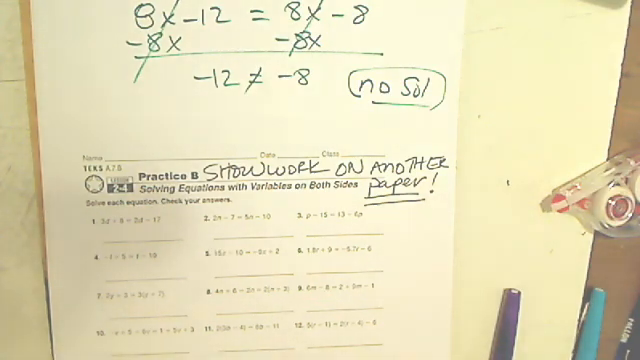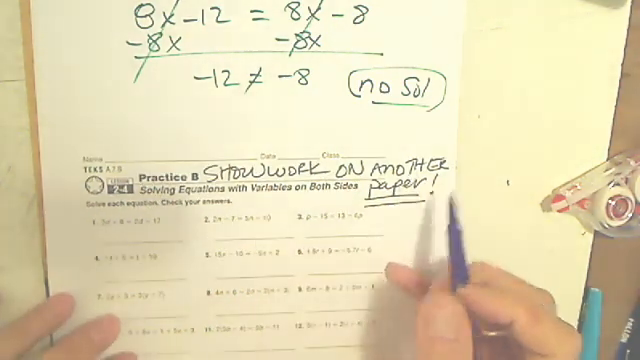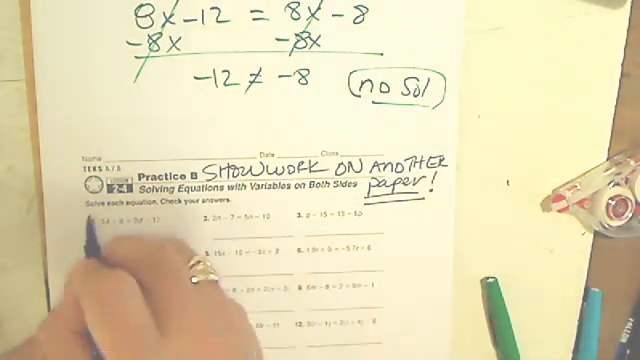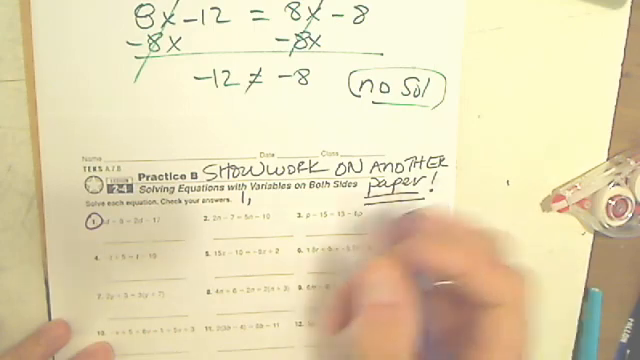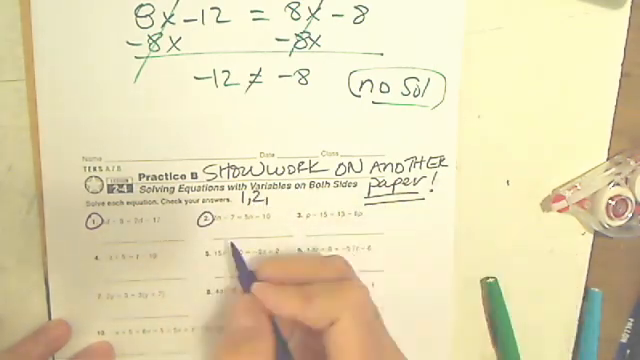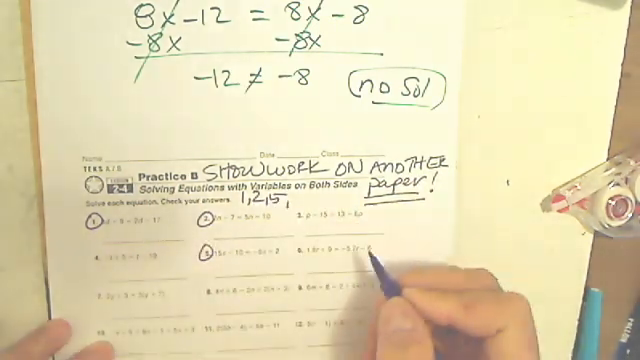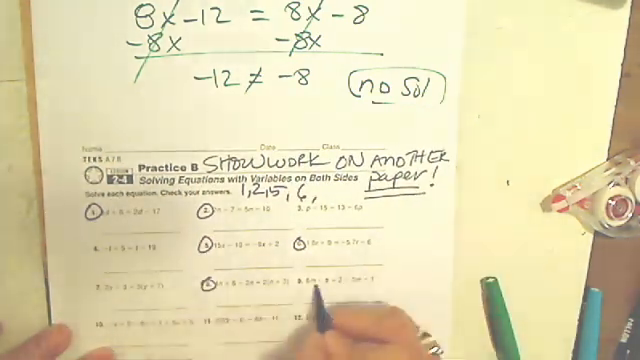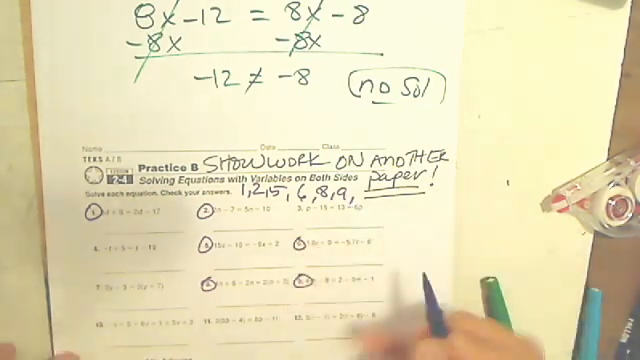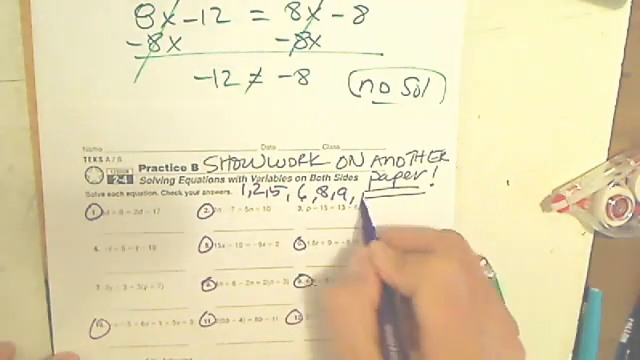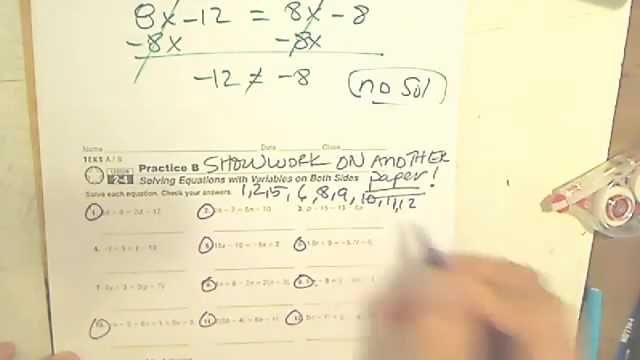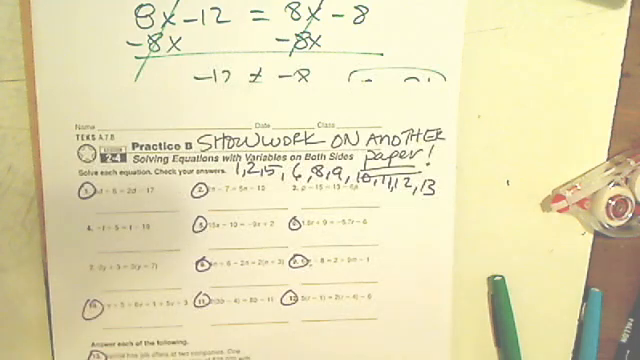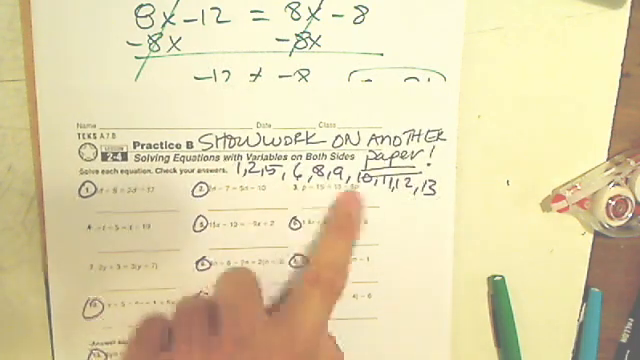Okay, here we go. On a separate sheet of paper, let's do the following, please, before the bell rings. Number 1, 2, 5, 6, 8, and 9, 10, 11, 12, and 13.